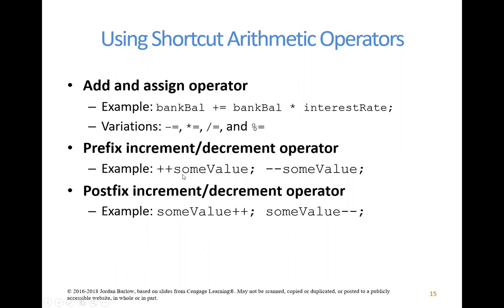But what happens is if you have the name of a variable and you put 2 plus signs, either before it or after it, that adds 1 to that variable. Or if you do 2 minus signs right before or right after the variable name, that subtracts 1 from that value. So back in our code.